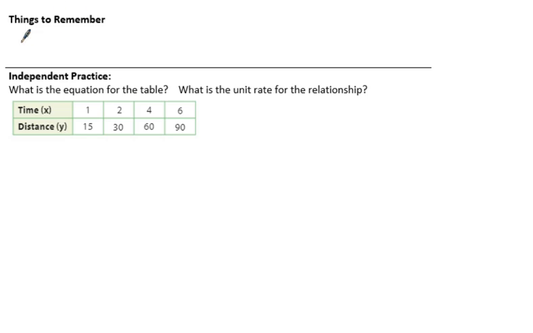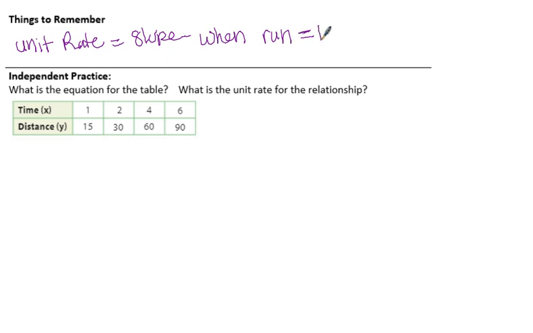Okay, so things to remember. Unit rate equals slope when run equals 1, or when x equals 1, right?